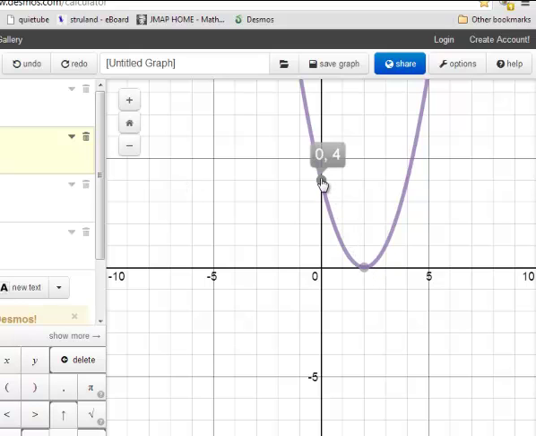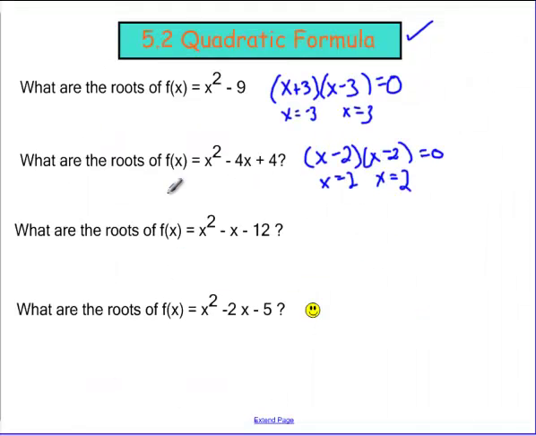Now this is a y-intercept. We're not talking about that. We're talking about a root. And a root is down here where it crosses the x-axis. So this doesn't have roots. It only has one root, and it happens to be the number 2.